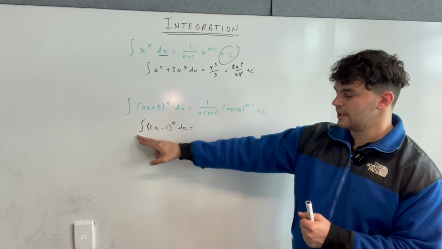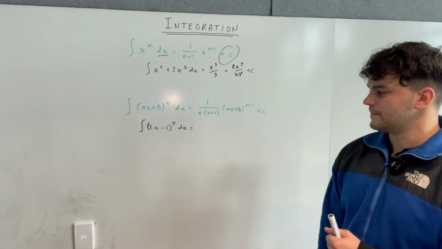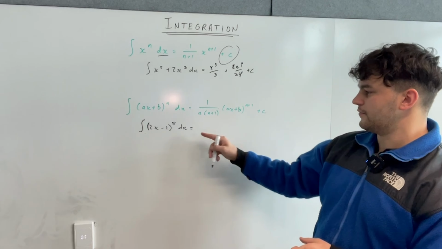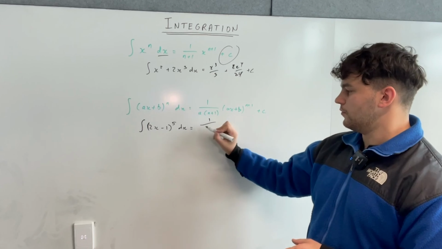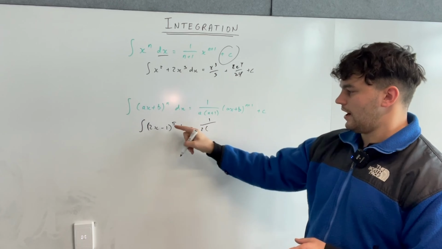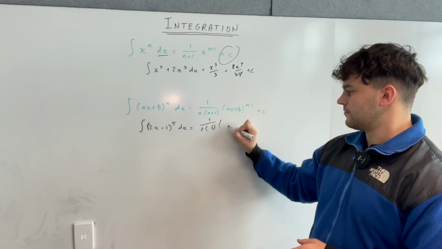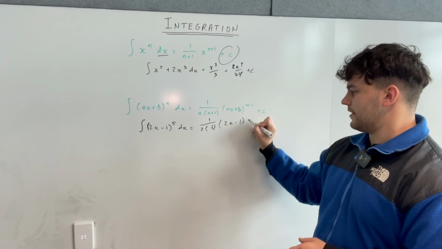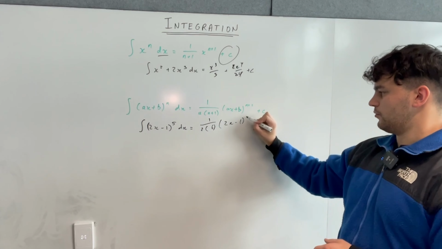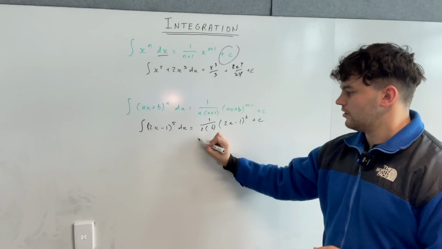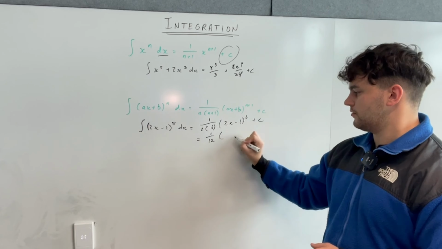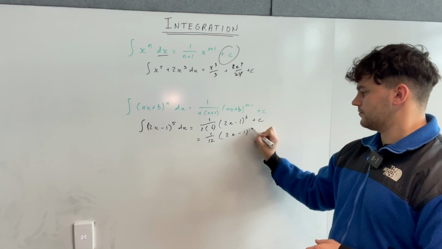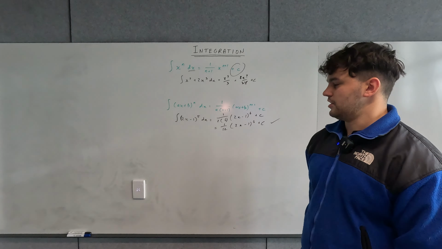So in this case, we have the integral of 2x minus 1 to the power of 5. If we just apply this formula, we have 1 over the coefficient of x, which is 2, and then 5 plus 1, which is 6. Then our bracket remains the same, and the only thing that changes with our power is we just add 1. So this one just becomes 1 over 2 times 6, which is 1 over 12. And that's pretty straightforward there.